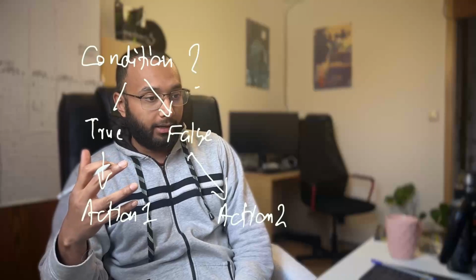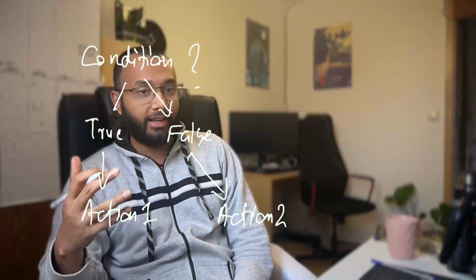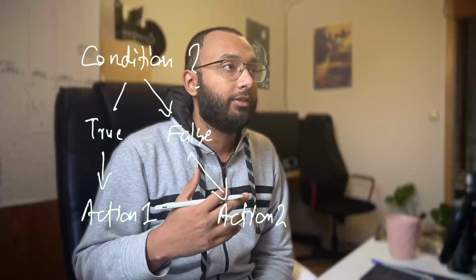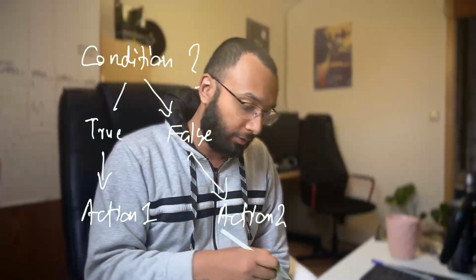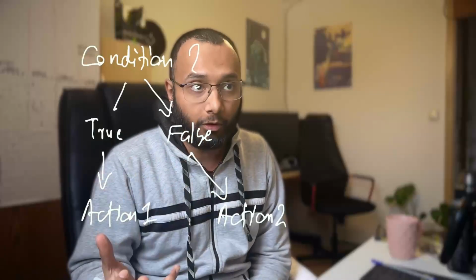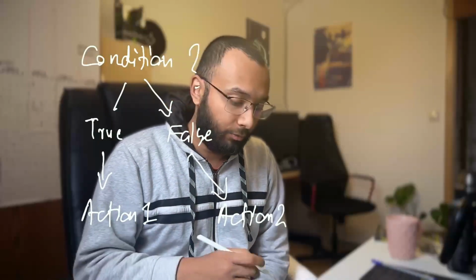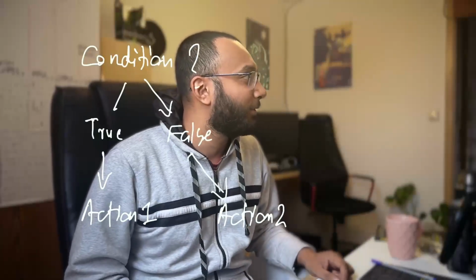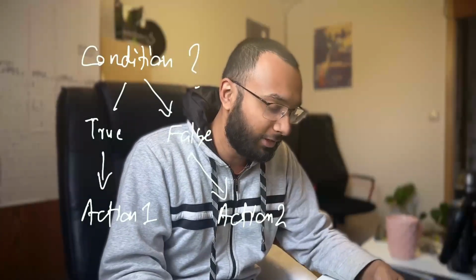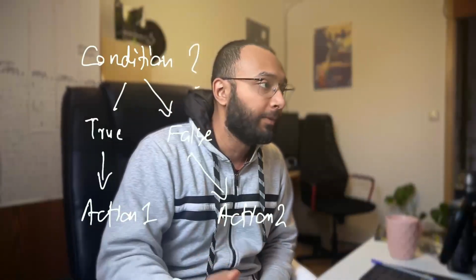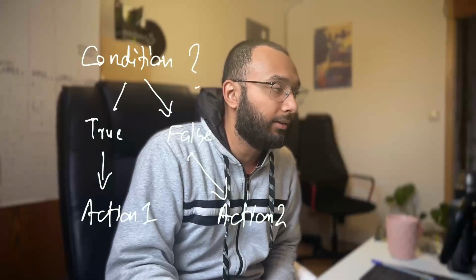Coming back to the example, if I am thirsty, so if this condition is true, then I perform action 1, which is to drink water. And if I am thirsty equals false, which is I'm not thirsty, then we do action 2, which is actually to do nothing, wait for me to become thirsty and then drink water. That is how control flow works in programming as well as in day-to-day life.